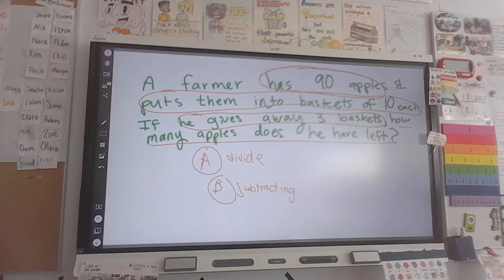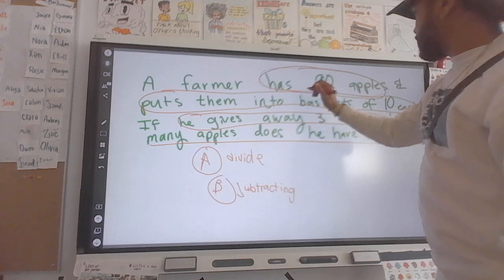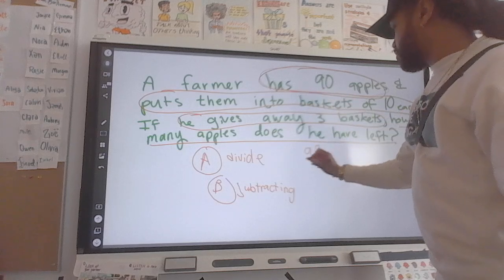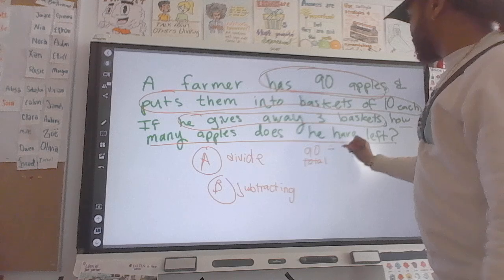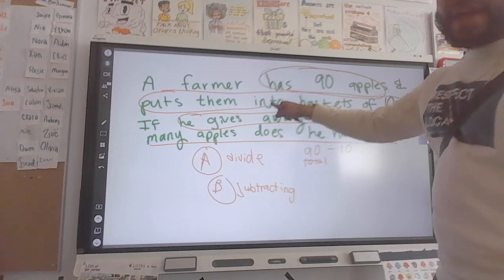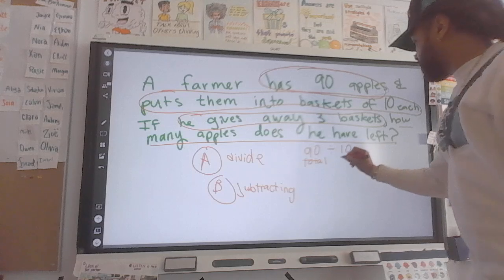So I think I have a good understanding. I'm going to jump into this. Step A, I'm going to divide. I'm going to have to divide the 90, because that's the total, by 10. And when I go back in the story, that 10 represents how many are in each. So there are 10 in each.